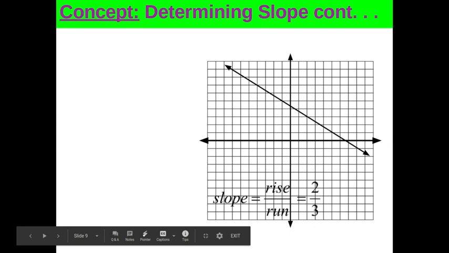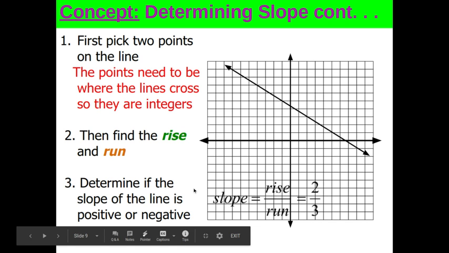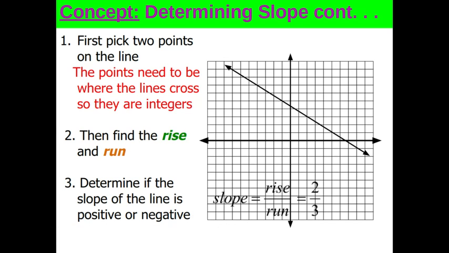Okay, so determining slope continued. So here's rise over run. They already told you that our slope equals 2 over 3. So remember y is 2, 3 is x. First pick 2 points on a line. The points need to be where the lines cross, so they are integers. Then find the rise over run. Determine if the slope of the line is positive or negative.